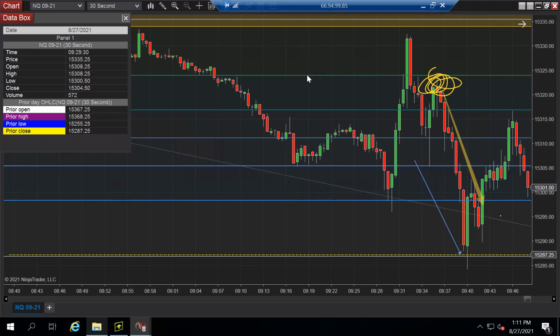Guess what happened today at 9:45? They all decided that they still like the previous day's close, which was close to the previous day's low, which is an area of support. At support, we want to consider being long.